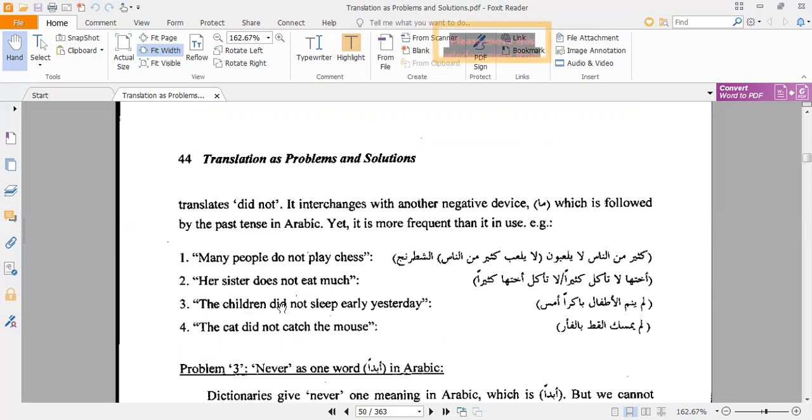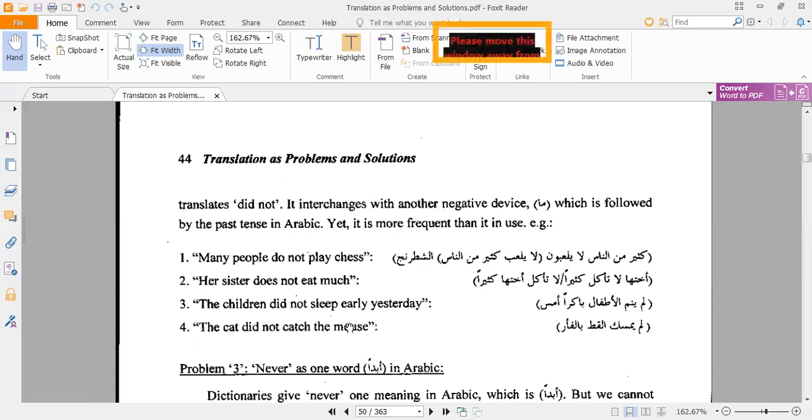The children didn't sleep early yesterday. أنا هنا عندي didn't وبالتالي هستخدم لم ينم الأطفال باكرا بالأمس. وبالتالي أنا عندي didn't بترجمها بلم وبعدها بحط الفعل مضارع مجزوم. لم ينم الأطفال باكرا أمس. أنا بفهم إنه هذه الجملة في الماضي لأن استخدمت النيجيشن لم، وكمان كلمة أمس نفس الحاجة بتدل على الماضي.